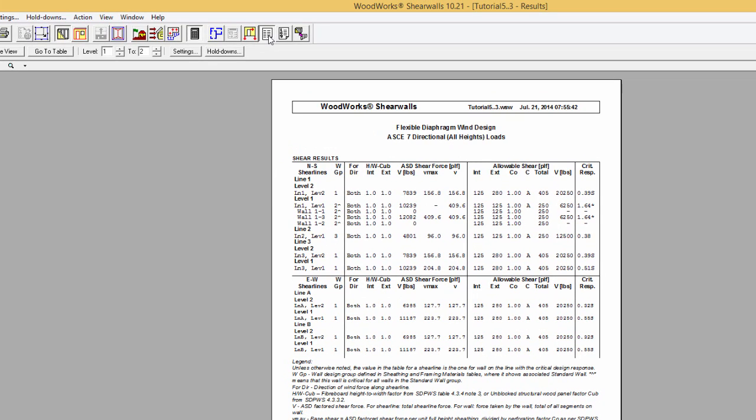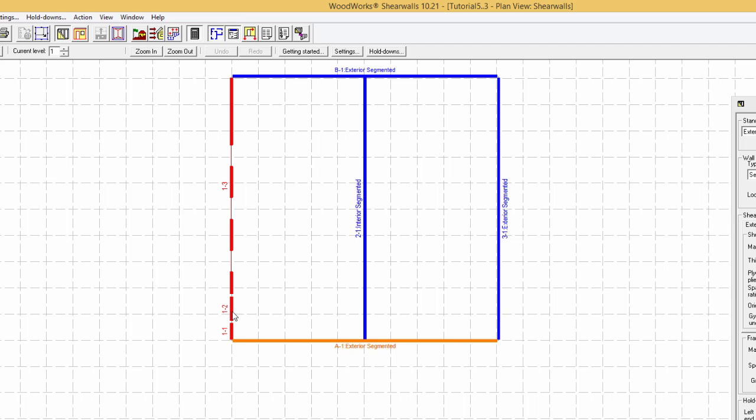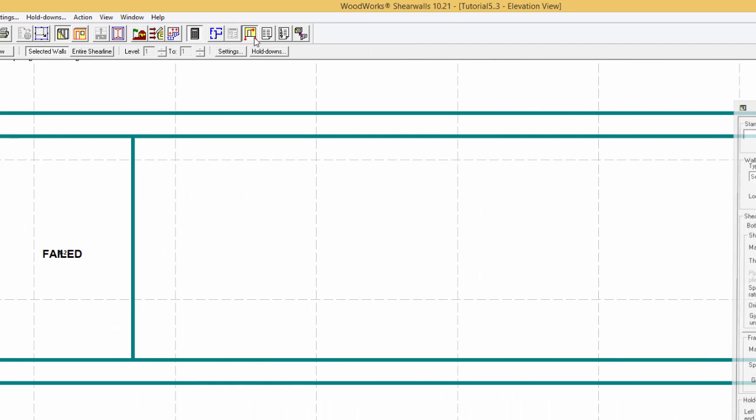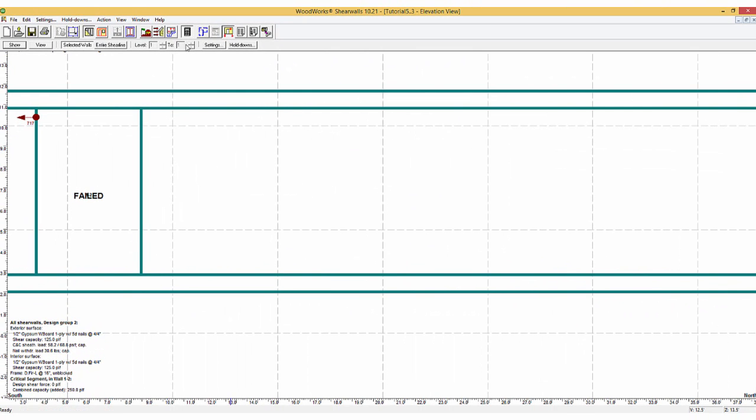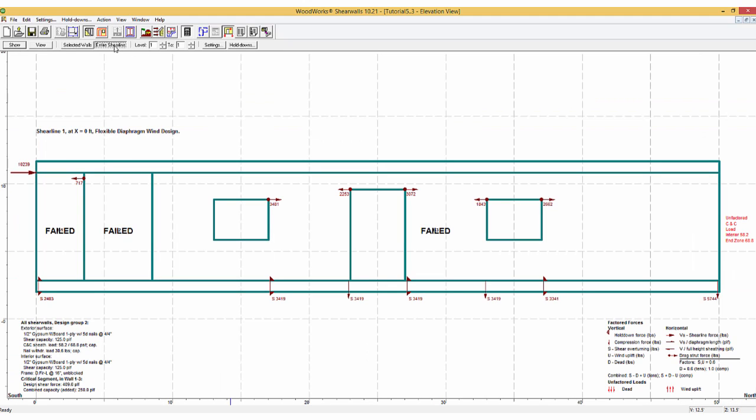Also, it is possible not to use the results table to find out whether a wall has failed or not, as it is possible to see in the elevation view. And when a wall has failed, "failed" will be written on the wall.